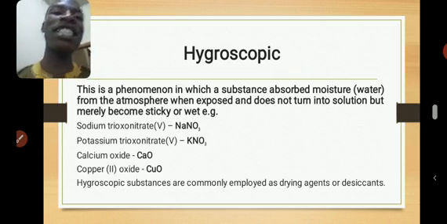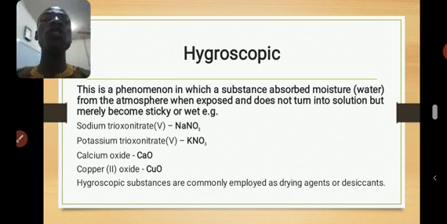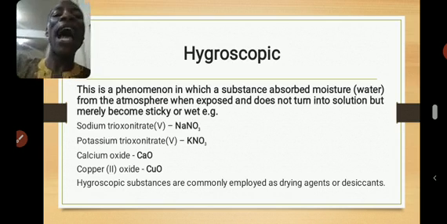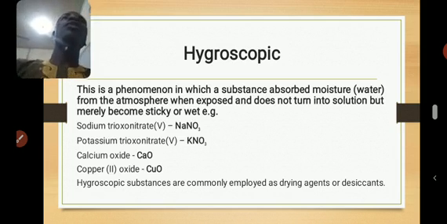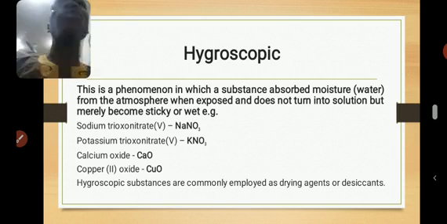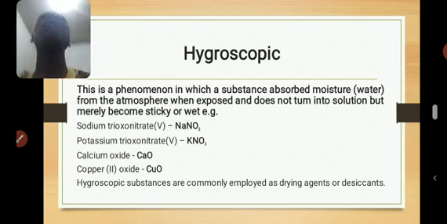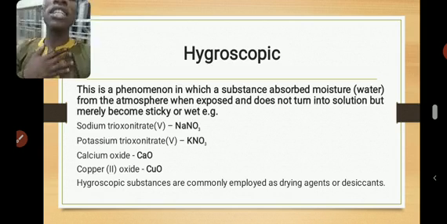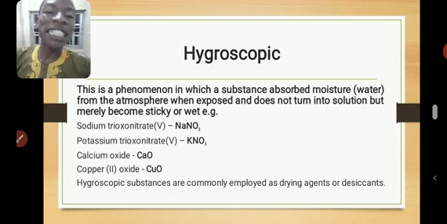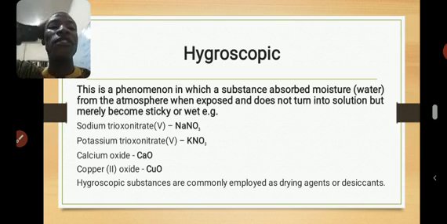Call it a process. It's a process in which a substance absorbs moisture, moisture meaning water in chemistry, from the atmosphere and does not form a solution. It absorbs water from the atmosphere without forming a solution. That is called hygroscopy. Examples of hygroscopic salts are listed here, and it will be good for your health if you master these examples. They are not plenty and they are not hard. Sodium nitrate, NaNO3.